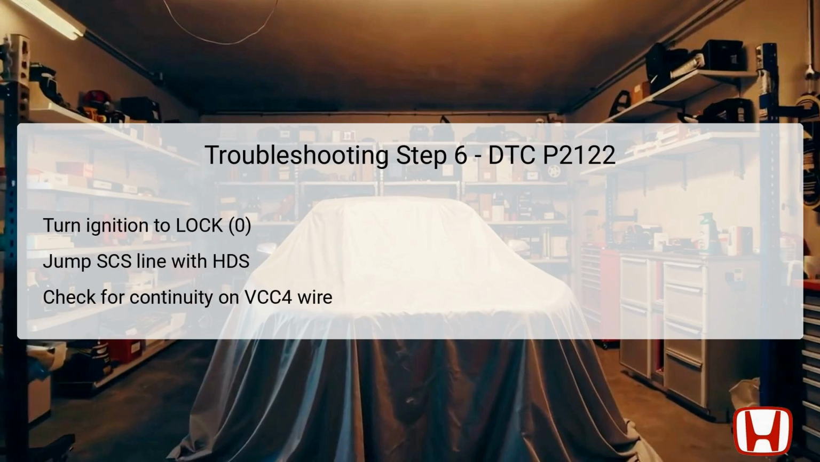In this step, revert the ignition switch to lock 0 to ensure no processes are inadvertently triggered while disconnecting parts. As before, short the SCS line using the HDS. Disconnect the PCM connector A, 49P, isolating it from the circuit completely. Proceed to create a bridge with a jumper wire connecting terminals A and B.